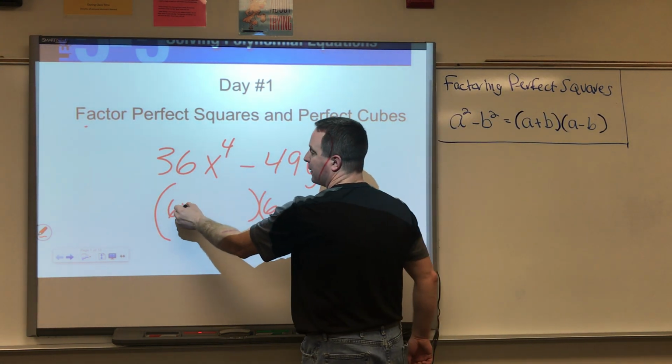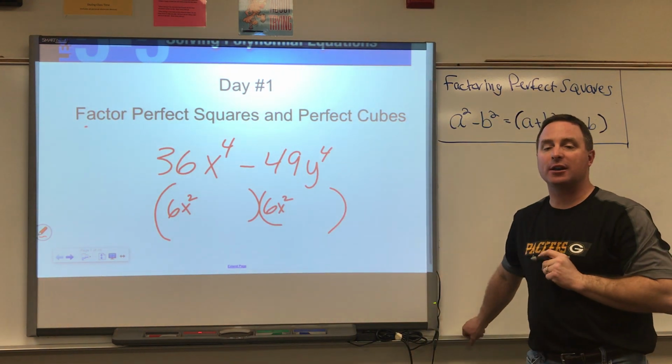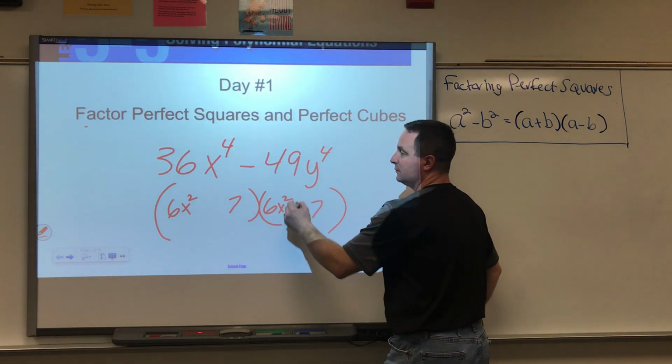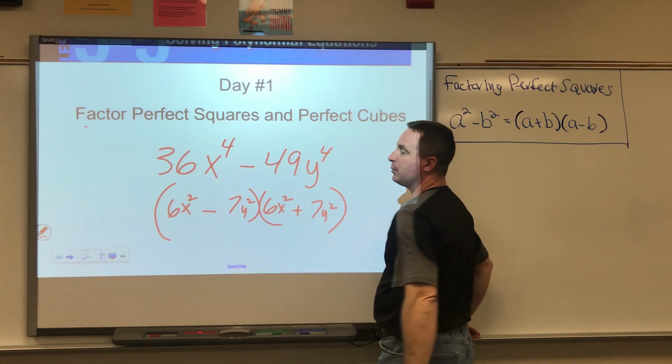And the square root of x to the 4th is x squared and x squared. X to the 4th are almost always going to go to x squared and x squared. 49 is a perfect square, 7 and 7. And I get y squared and y squared. One is plus and one is minus.